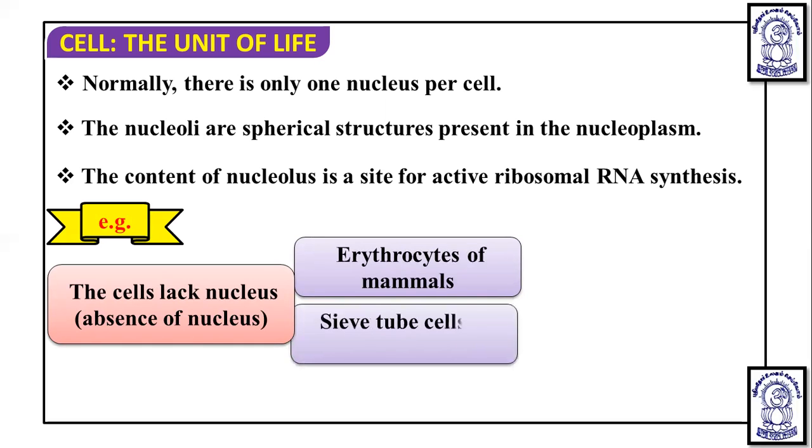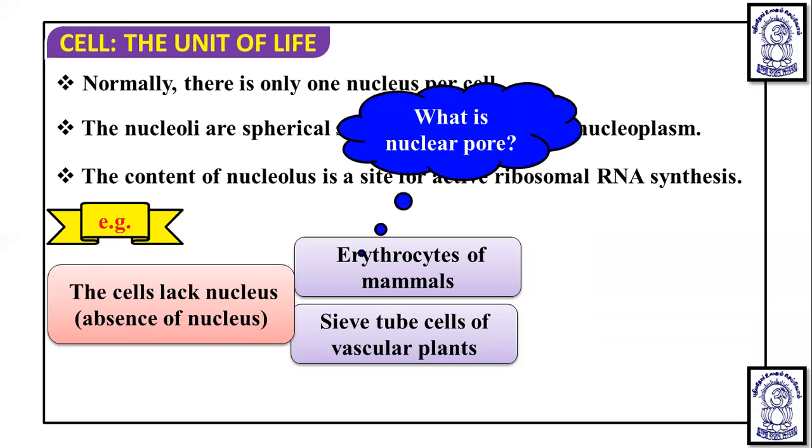For example, the erythrocytes of mammals, that is the RBC of mammals, and the sieve tube cells of vascular plants, that is pteridophytes, gymnosperms, and angiosperms. Mainly, angiosperms have sieve tubes. In these you will see the absence of nucleus. Absence of nucleus is the characteristic feature of the erythrocyte or RBC and the sieve tube cells.